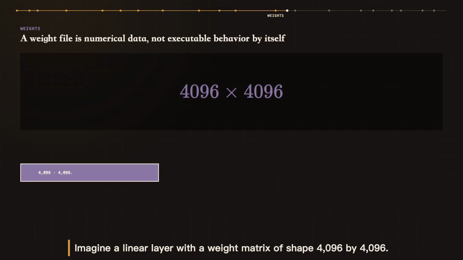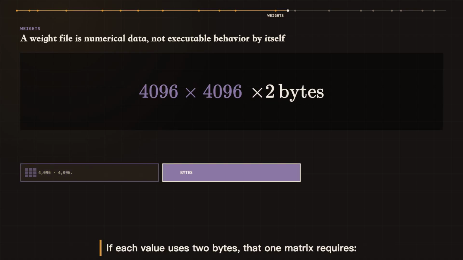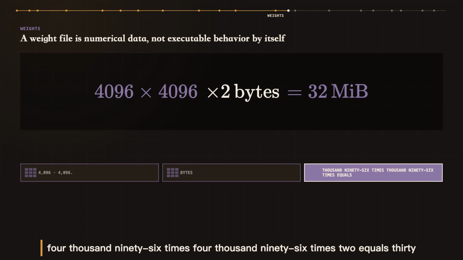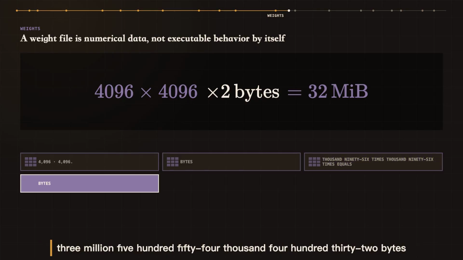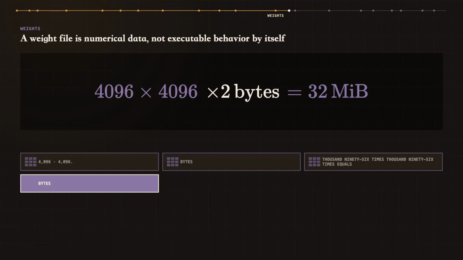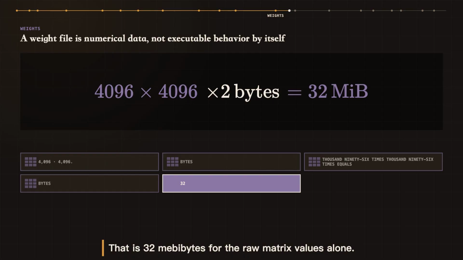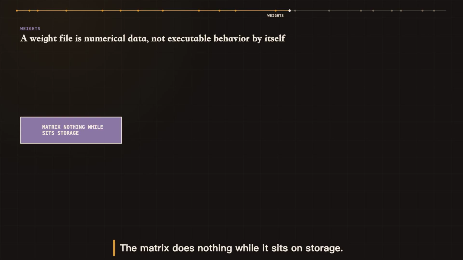Imagine a linear layer with a weight matrix of shape 4096 by 4096. If each value uses 2 bytes, that one matrix requires 4096 times 4096 times 2 equals 33,554,432 bytes. That is 32 megabytes for the raw matrix values alone. The matrix does nothing while it sits on storage.